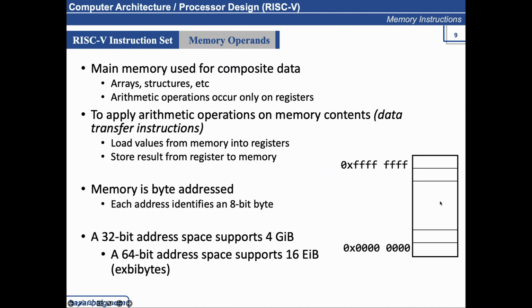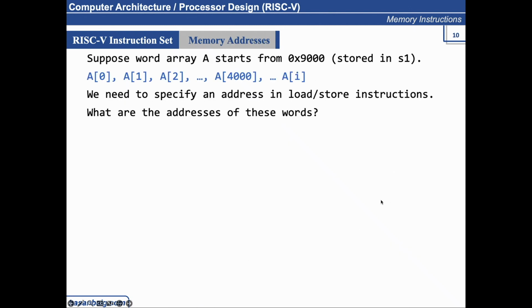Okay, so suppose we have a word array named A, and it is starting from some address referred to as x9000. Okay, and the value of this address is stored in S1. Now try to imagine that we have already talked about lists. How is the data in a list arranged in Python? Can anyone recall?